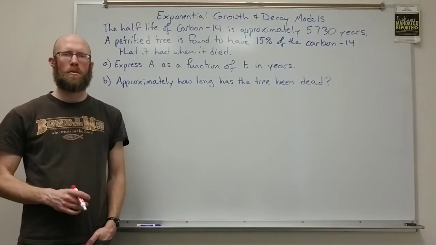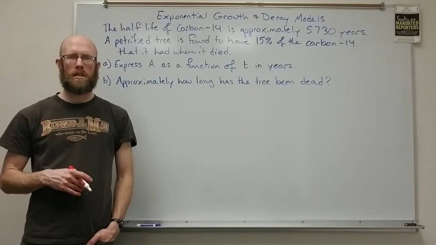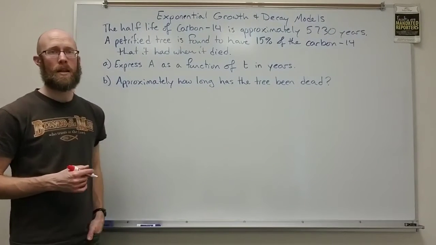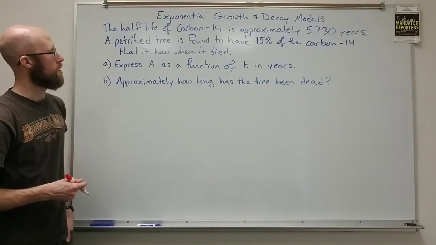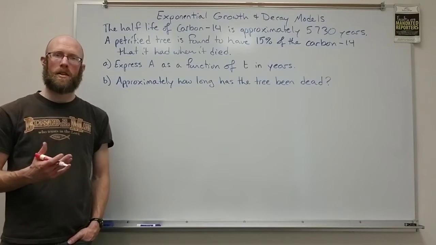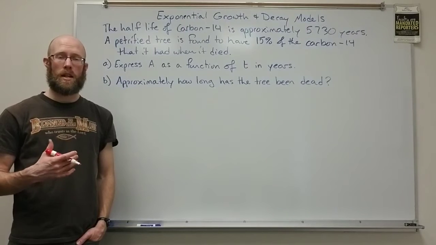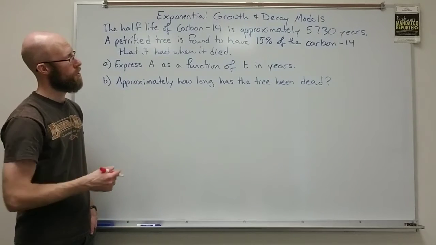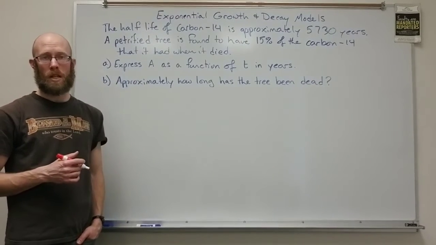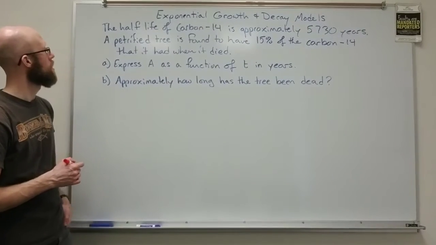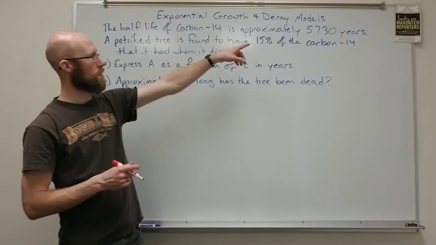Here I have another example. This one is an example of exponential decay. The example is using carbon-14, which is a radioactive isotope that decays in half over a period of approximately 5,730 years. Okay, so the half-life of carbon-14 is approximately 5730.